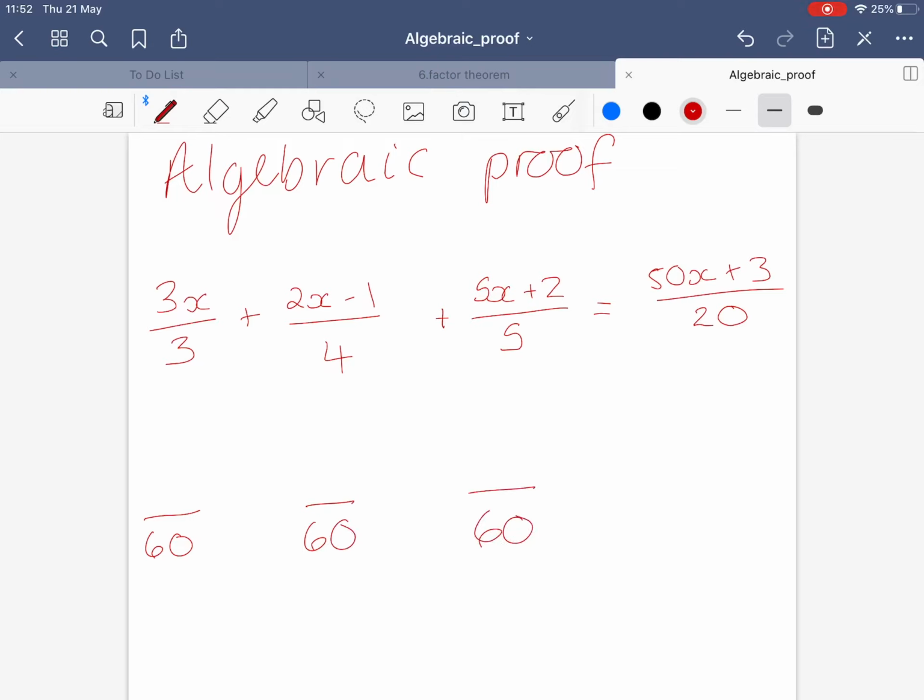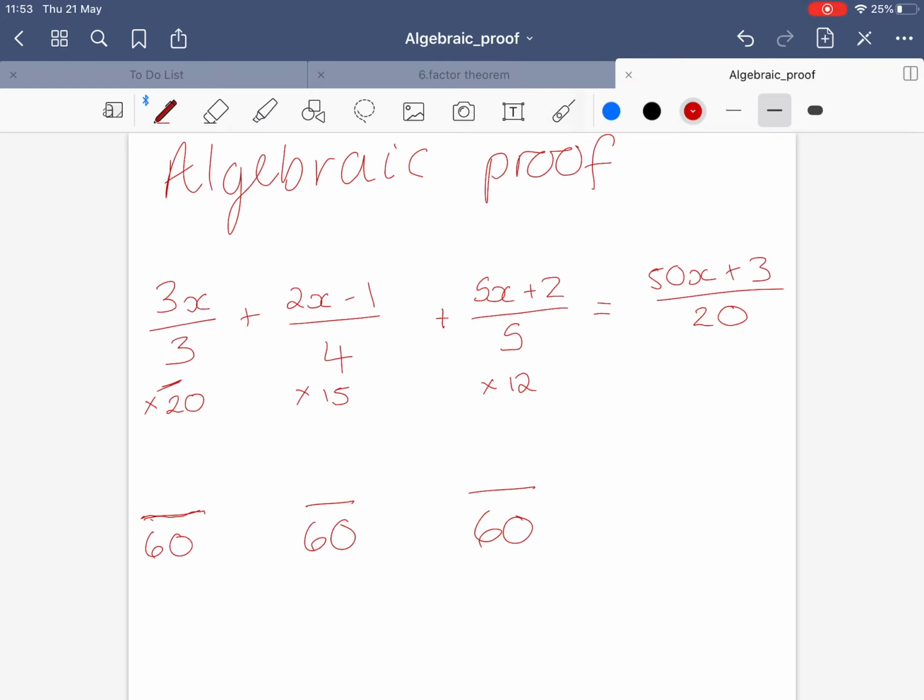Then we want to manipulate the fractions so they're equivalent and over 60 instead. So for this first fraction, what would I need to multiply by to get it over 60? I would need to multiply that by 20. With the next one, I would need to multiply by 15, and the next one by 12 to get it over 60, because 3 times 20 is 60, 4 times 15 is 60, and 5 times 12 is 60.